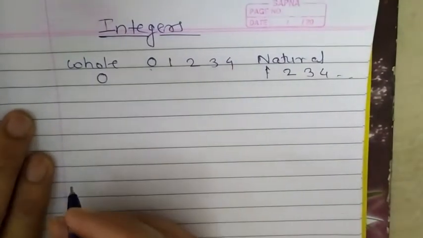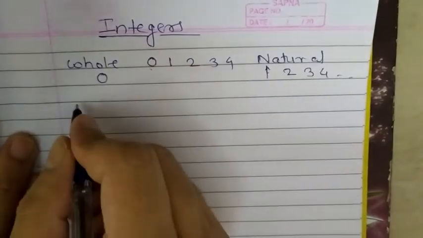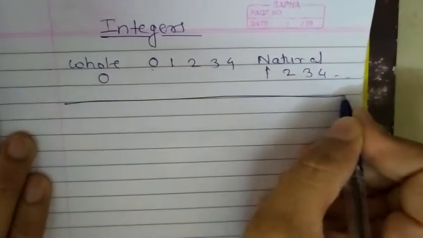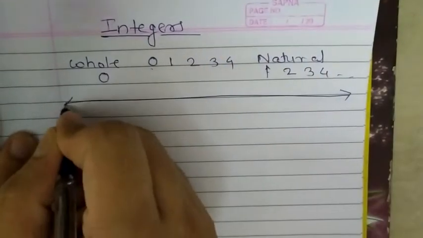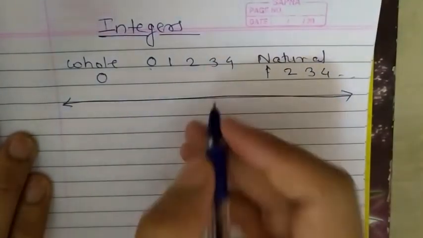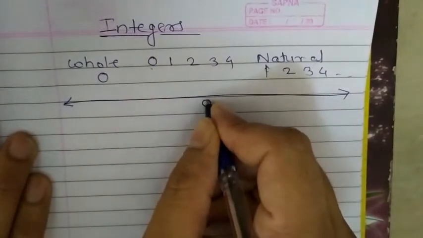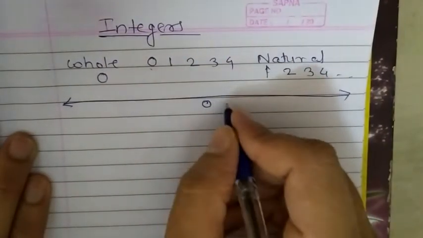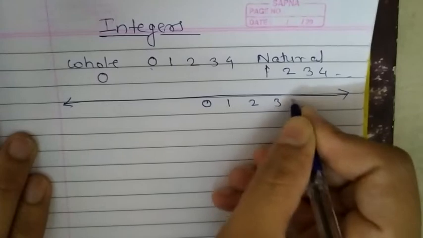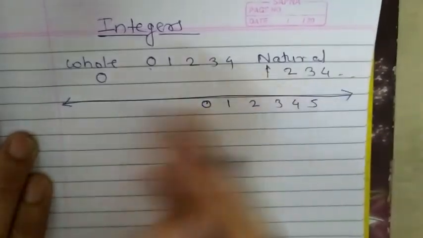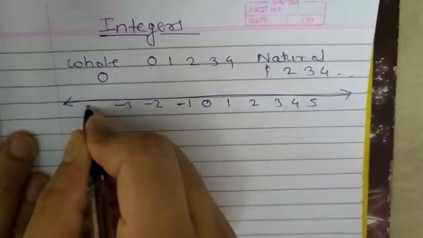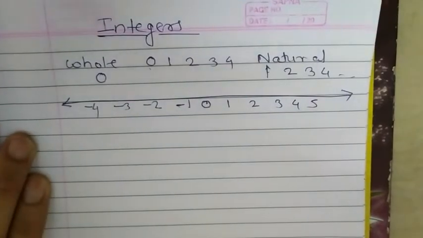Got it? Now we take a look at integer. So here first I draw the number line. You are already aware of the number line, you learned it in 6th standard. So in the number line, at the center we have 0. Okay, now I am telling you about the integer. After 0, 1, 2, 3, 4, like that. Then here on the left hand side, -1, -2, -3, -4, and so on. So this is the integer.